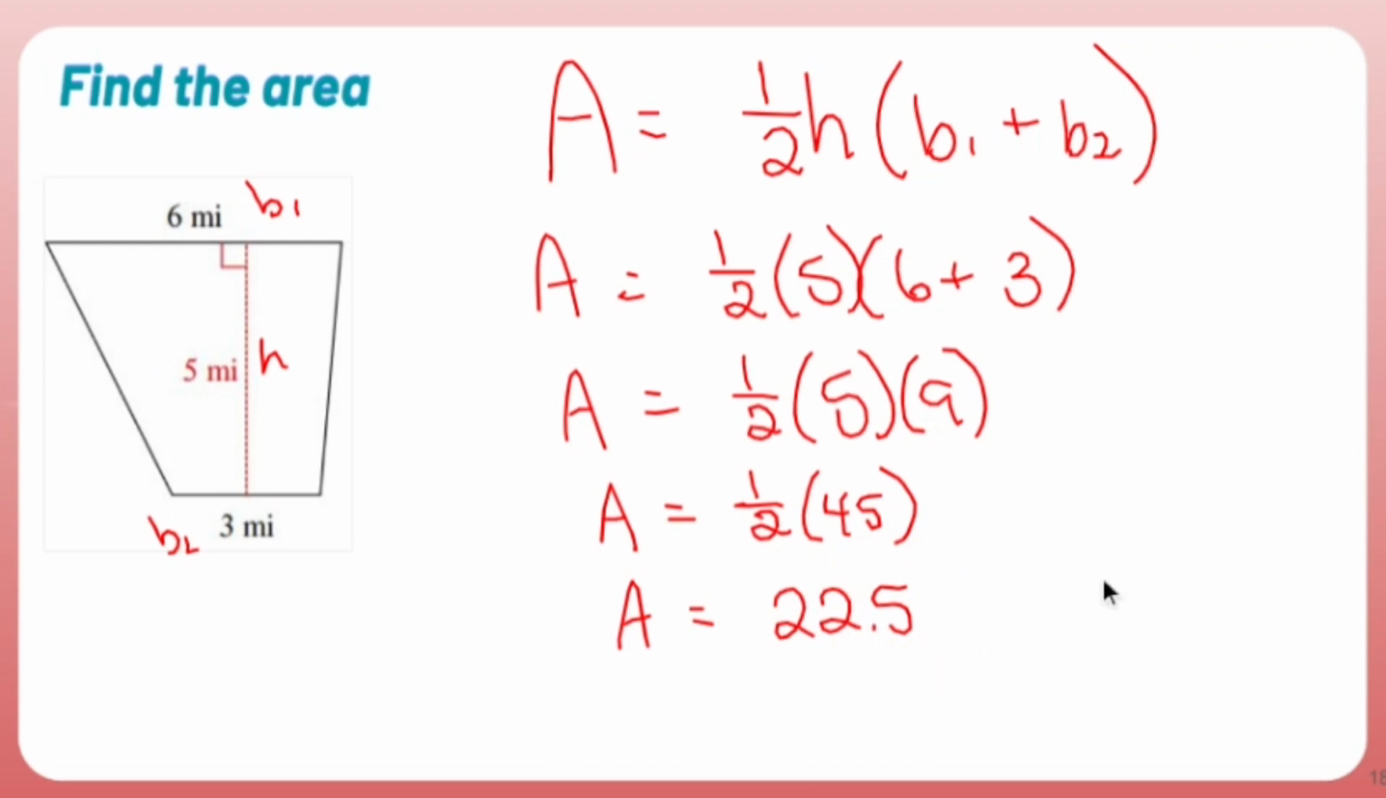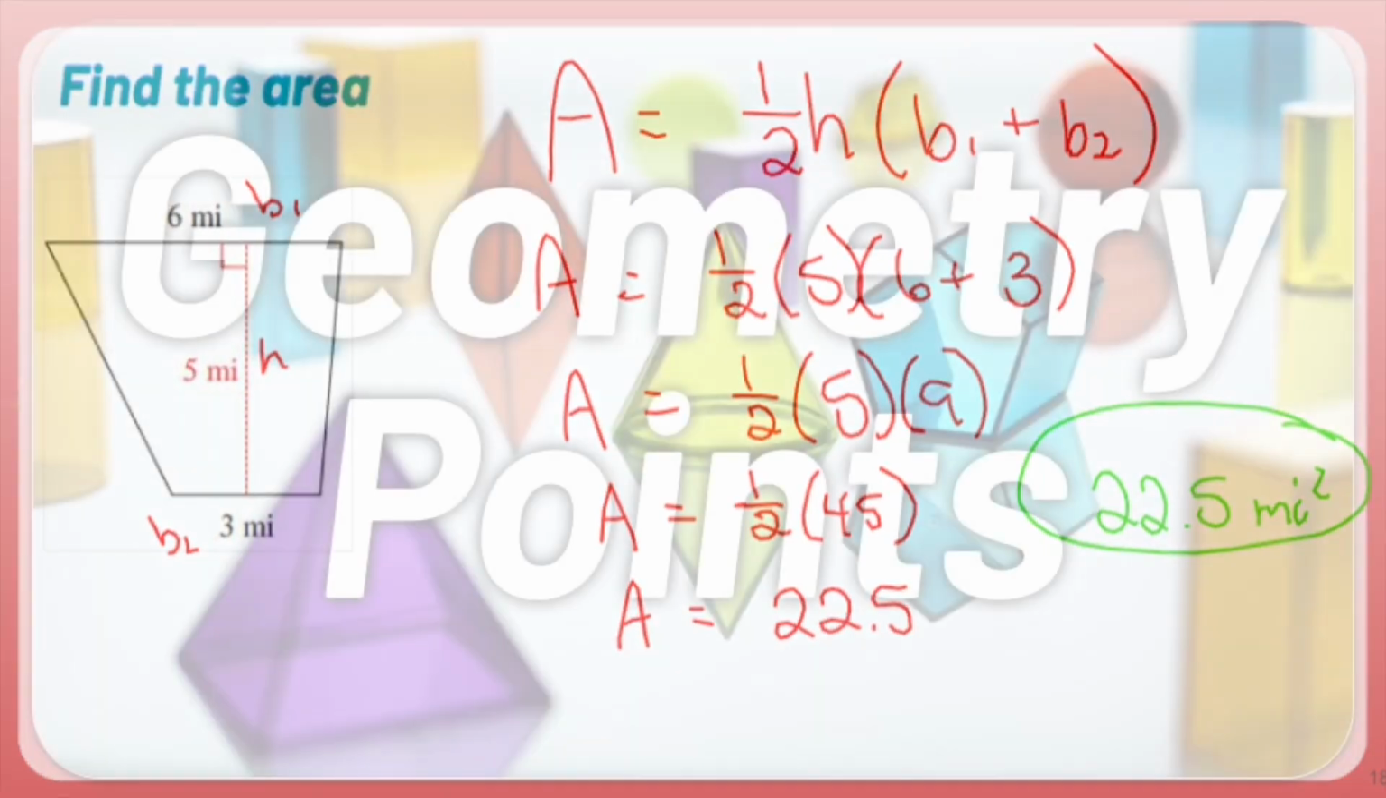Now, before you circle that and call it a day, it's asking for area. And whenever you're being asked for the area, you should always include the units, but square them. Okay, so this is miles. So we're going to say 22.5 square miles. All right, don't ever just say 22.5. Don't say 22.5 miles. It's 22.5 square units. Okay? So we're done. Trapezoid.